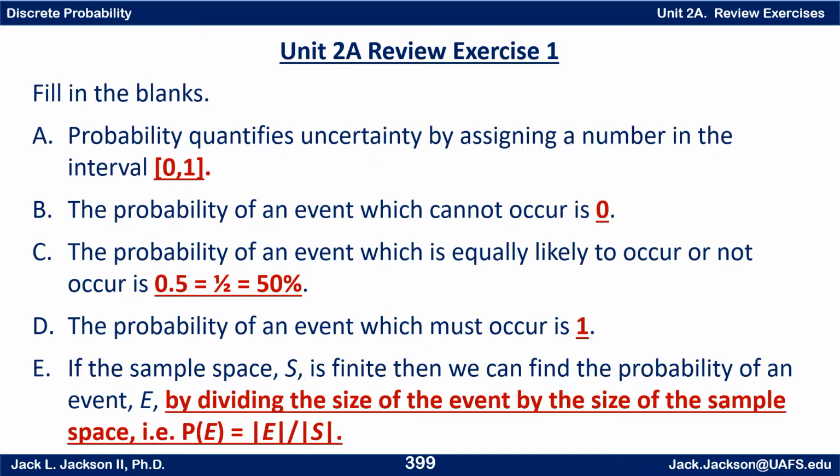The probability of an event which must occur is 1, or 100%. If the sample space S is finite, then we can find the probability of an event E by dividing the size of the event by the size of the sample space. In other words, probability of E equals the size of E divided by the size of S.